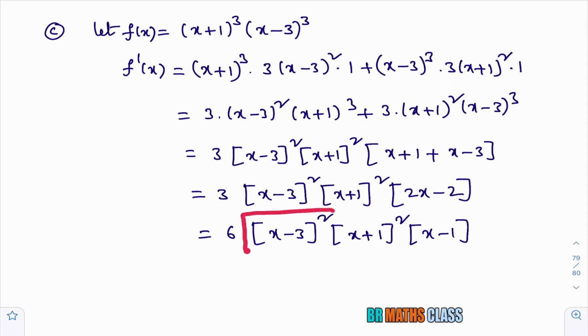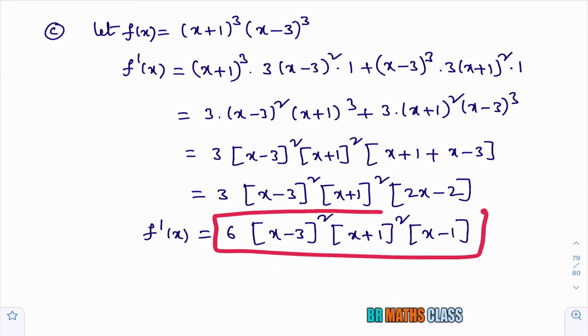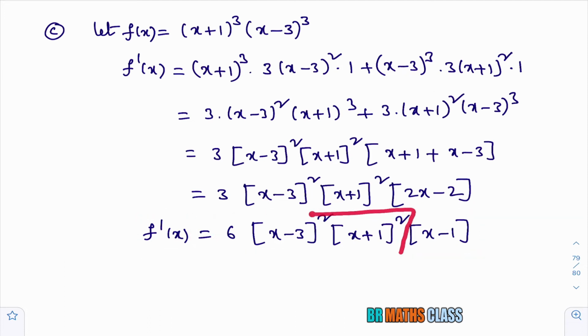Whatever x value you take, (x minus 3) whole square is positive. Whatever real x value you take, (x plus 1) whole square is also positive. Actually, I am trying to find for what x values this f dash of x is greater than 0, and for what x values this f dash of x is less than 0. Whatever x value you take, this expression is clearly positive or there is a chance of 0.